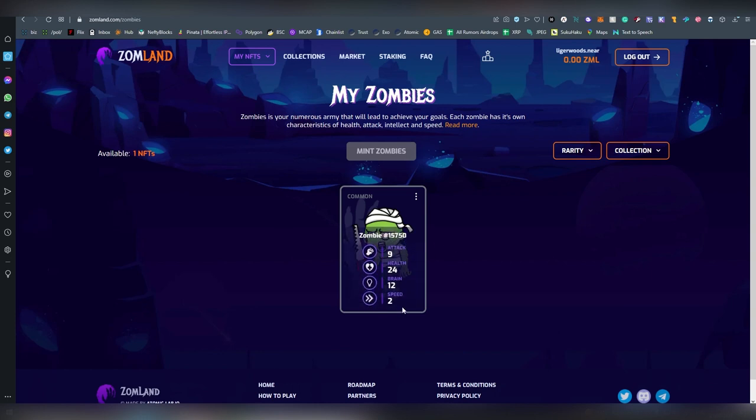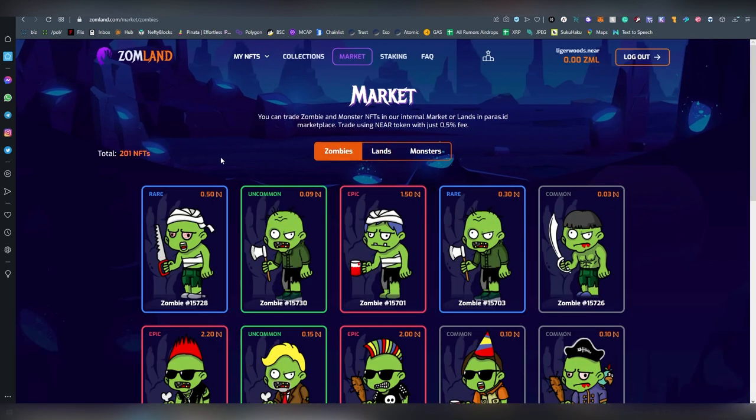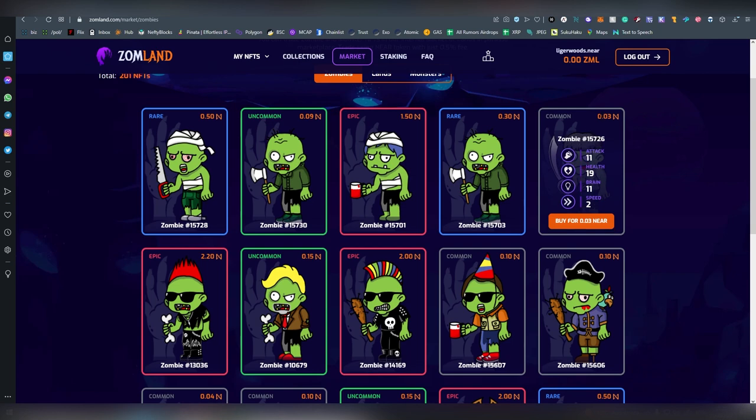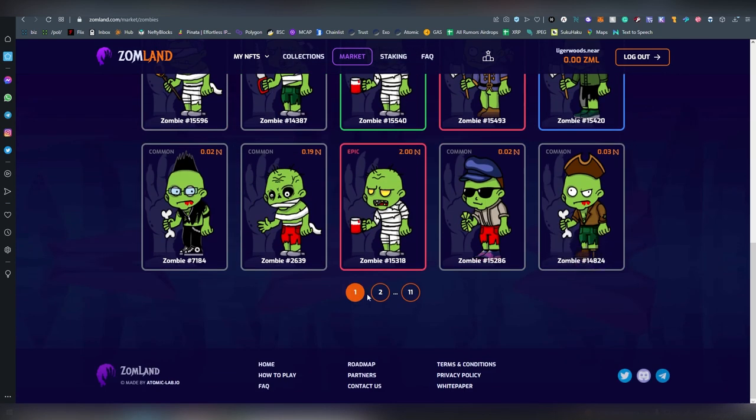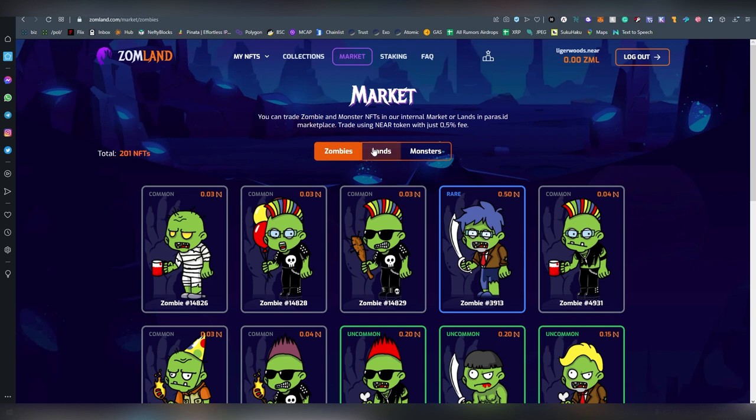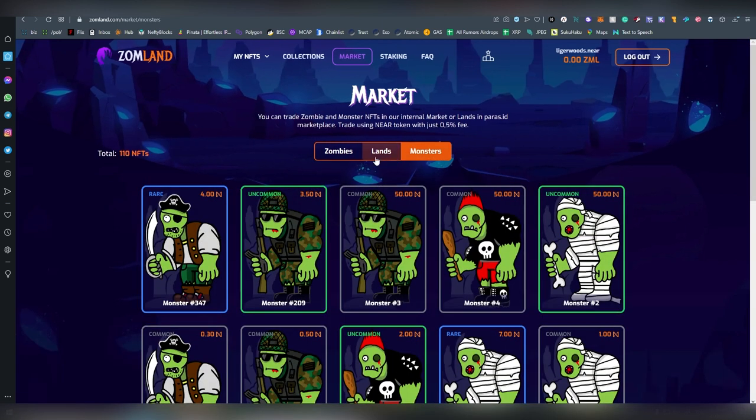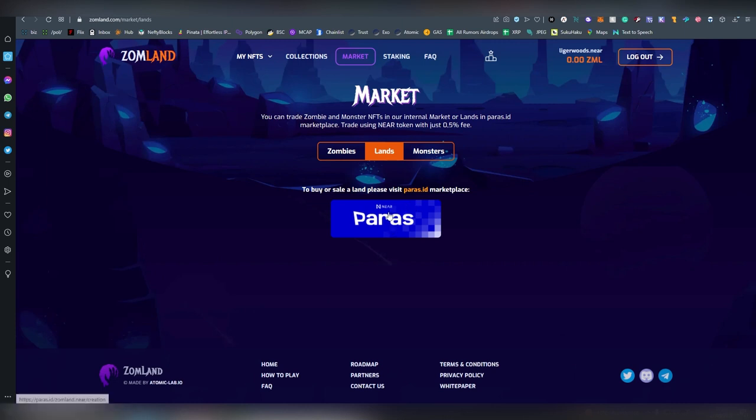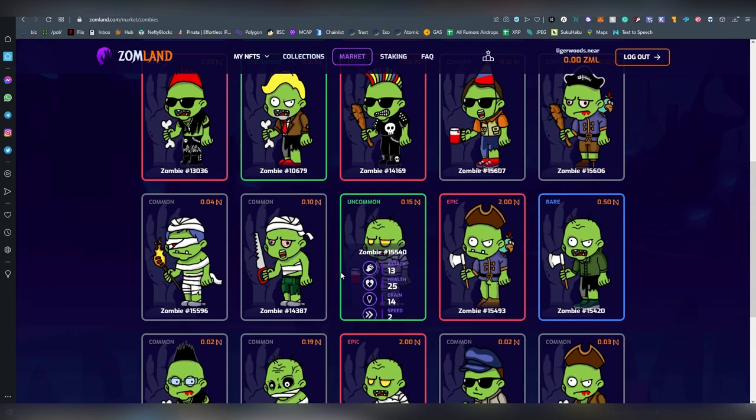It will have different types of stats, and this will be used on the market. I can sell it also for a price. I don't know what the market floor is looking at right now. 0.5 Near per zombie. Could it be that high? That's actually for a rare. What are the commons going for? 0.03 Near. The market doesn't seem to have very good filters. You're able to also buy monsters and lands, but perhaps in the future you're able to also buy the zombies from there. But I don't know if they want to give an inbuilt system or something like that.